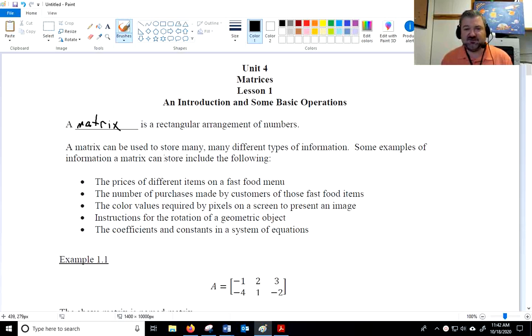A common use of matrices is for representing images. The red, green, and blue values of pixels on a screen or in a digital image are stored in a matrix. Also a very common use in geometry. The rotation matrix and other kinds of transformations are often done with matrices. And finally, we'll look at using matrices as coefficients and constants in a system of equations. So we'll be using them to do more techniques like what we did in Unit 3.